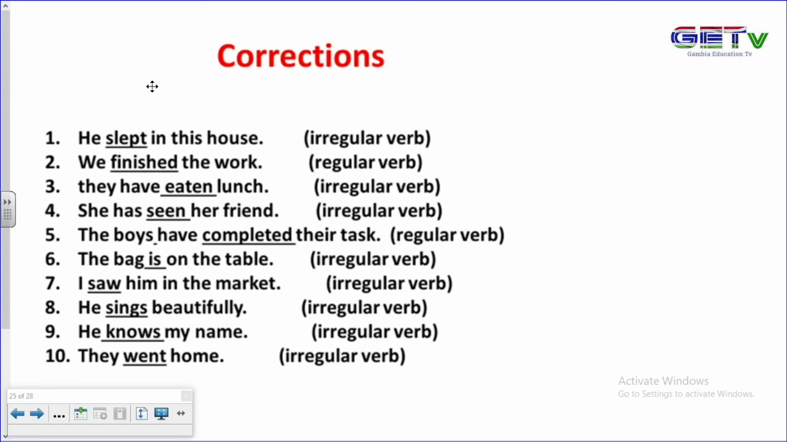Good. The verb slept is an irregular verb. Finished is a regular verb. Eaten, irregular verb. Seen, irregular verb. Completed, regular verb. Is, irregular verb. Saw, irregular verb. Sings, irregular verb. Knows, irregular verb. Went, irregular verb. What makes them irregular? Because their past tense and past participles are not formed by adding d or ed.